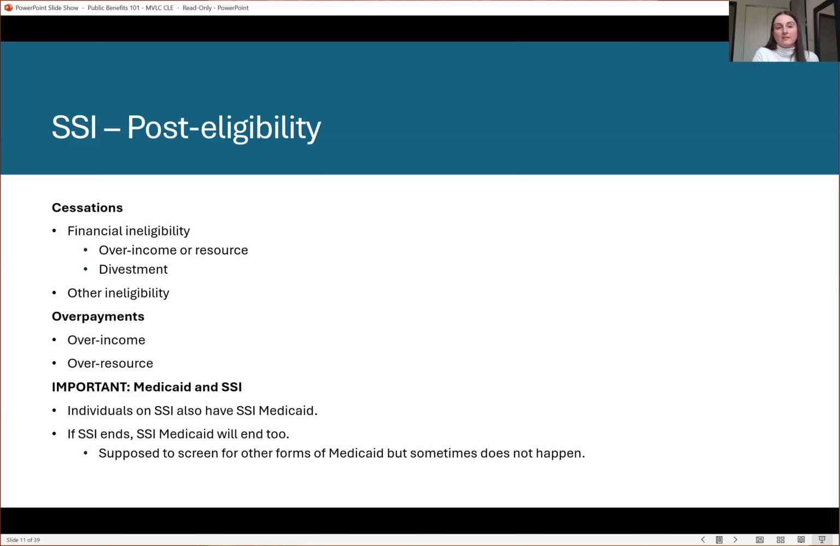And then they can also find the same way as SSDI that you're no longer disabled, and that could lead to a cessation as well if you don't qualify in some other way, like age.